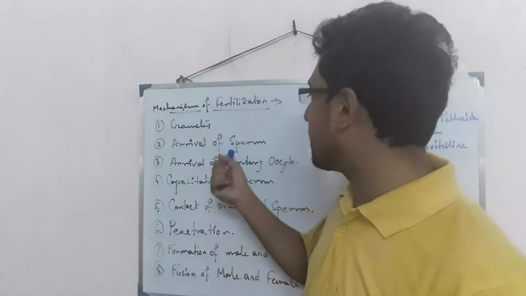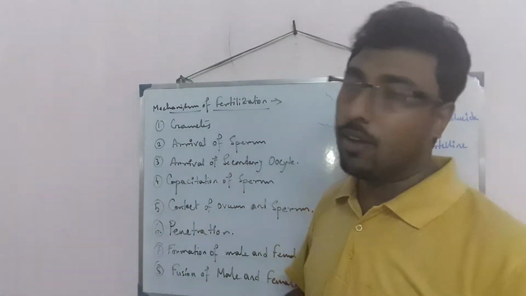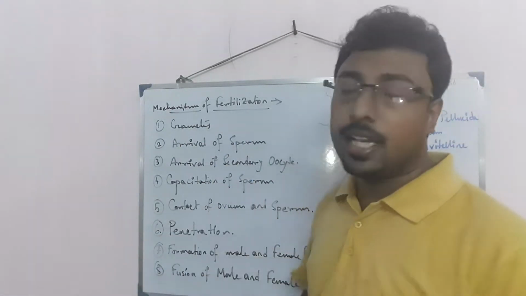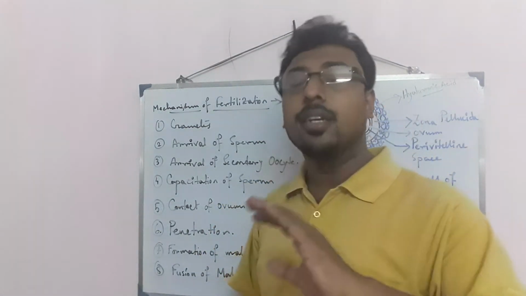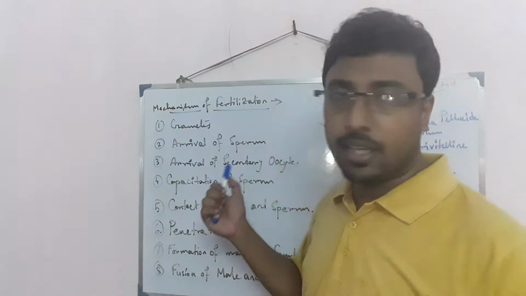72 hours is the lifespan of a sperm in the female vagina, but it can fertilize the egg only within 48 hours. Within 48 hours the sperm can fertilize the ovum after entering the female vagina.